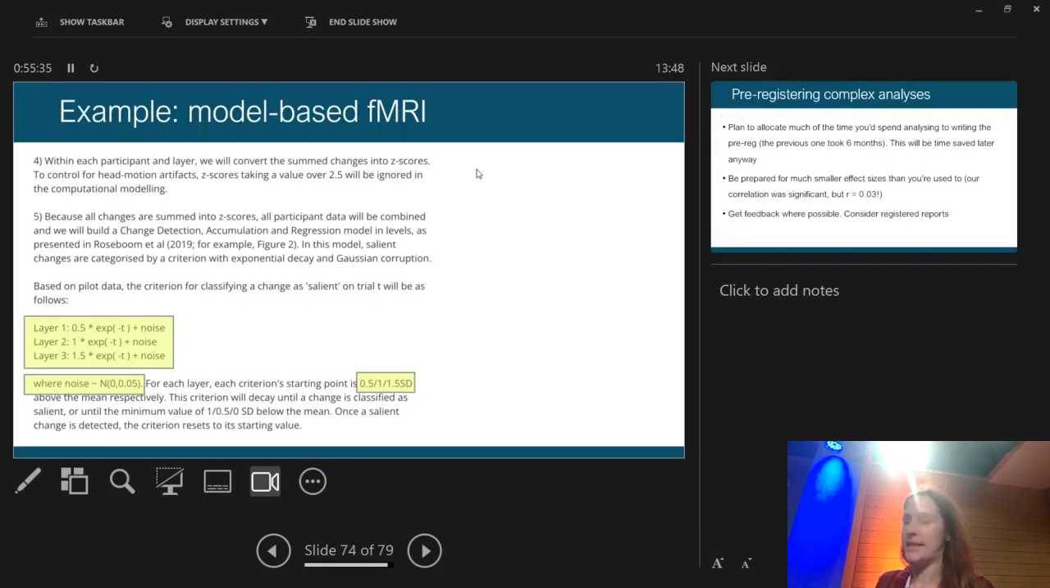And then for modeling, we explain how we're going to model the data, what parameters we're going to use based on pilot data, and step by step how we do it. It looks a lot like a method section. It looks basically almost exactly like a method section, which is what you're aiming for.